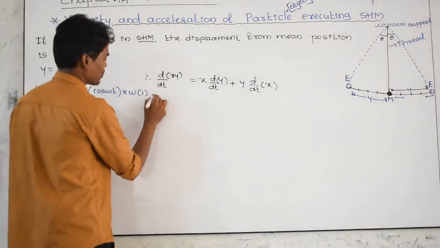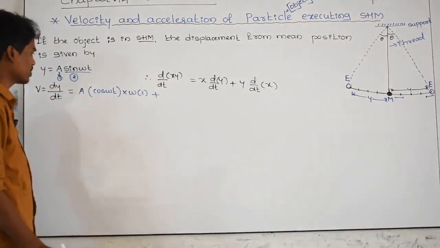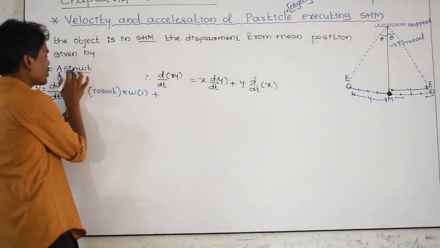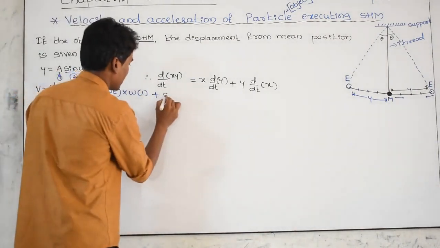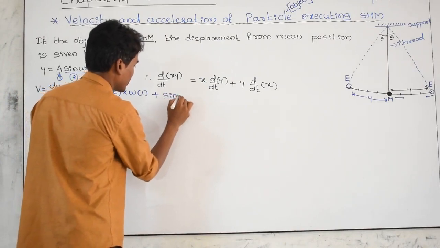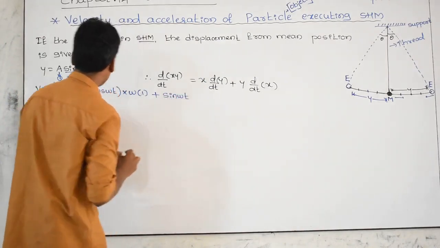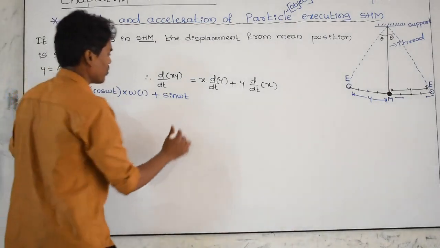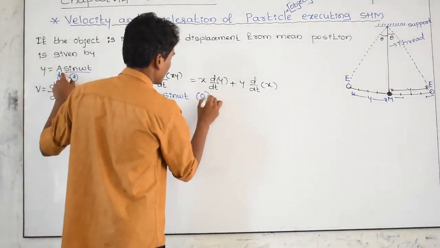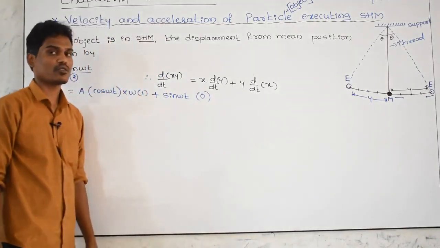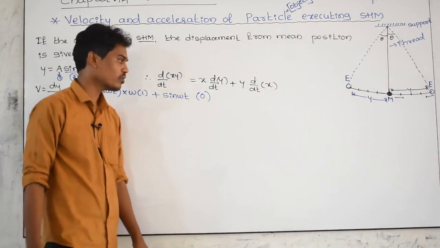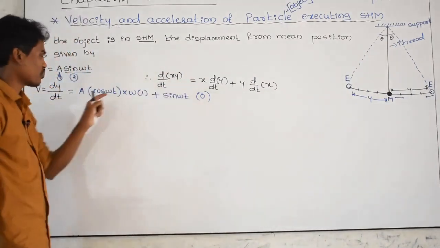And plus, again, already you differentiated this function, and now keep this function as it is. Keep sin omega t as it is, and differentiate a. Differentiation of a is 0, because that is a constant function. Always the differentiation of a constant function is 0. I applied that formula here.